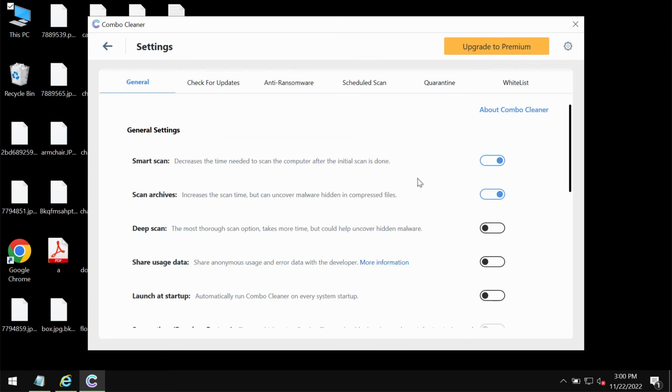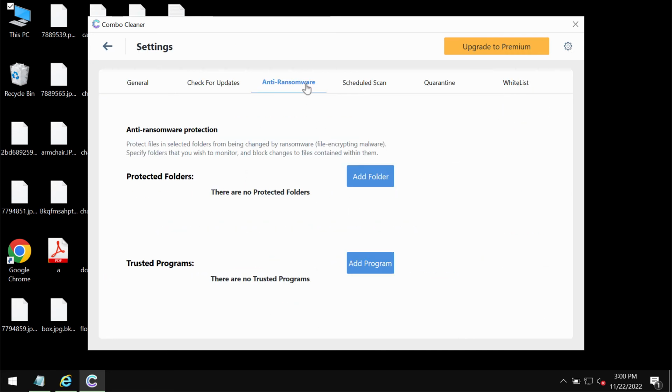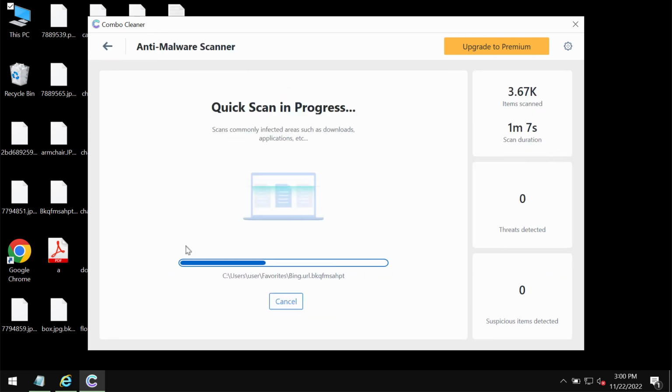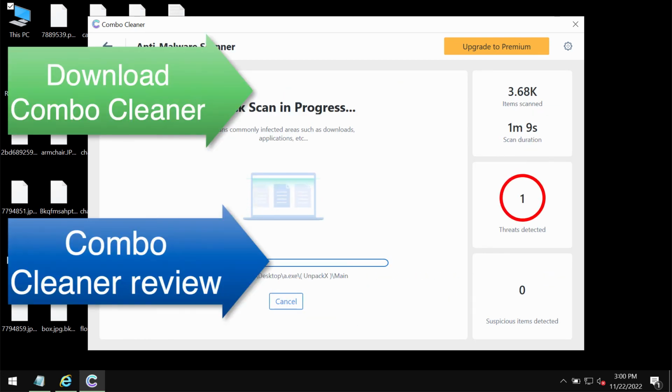the scanning. Please pay very careful attention to the feature called anti-ransomware in Combo Cleaner. This feature allows you to add one or even several folders that would always be protected against ransomware attacks. But that feature is a part of the premium license only.